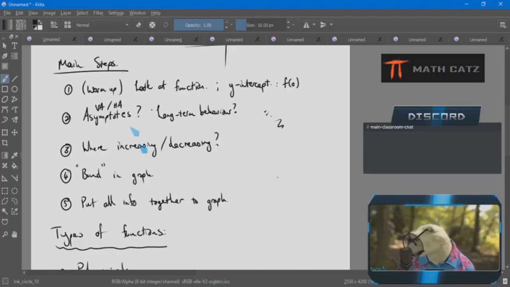So we're going to loop back to step 2. Once we've individually looked at each step, we will go back and then take functions of each type and do the whole thing from step 1 to step 5 and see how the pieces come together.